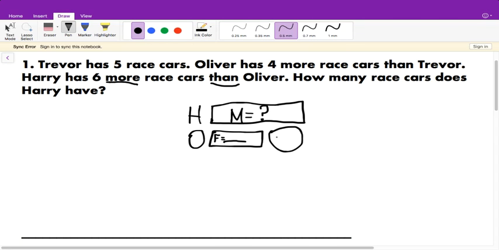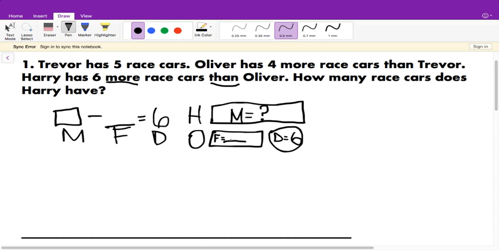Okay, the difference between Harry and Oliver, that was back here in the sentence that we found with Harry. Harry has 6 more race cars than Oliver, so I'm going to put 6 for the difference. So if I wrote my equation right now, there would be a box minus, and then a blank line because we still need to solve for that, 6. Okay, M minus F equals D, always for a compare problem.